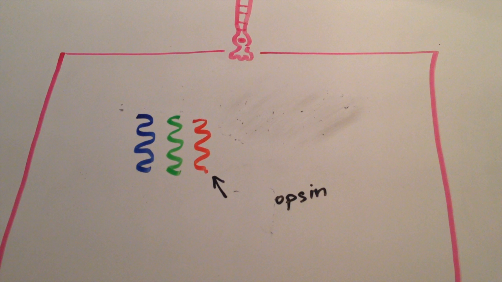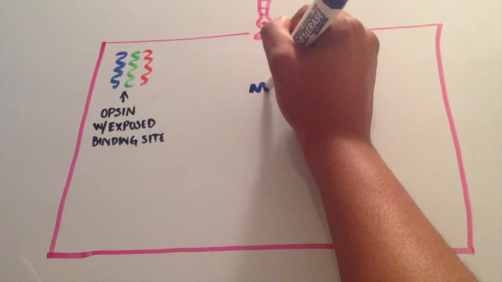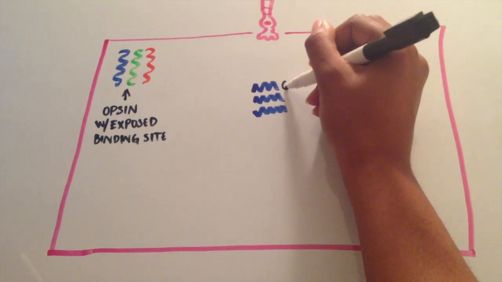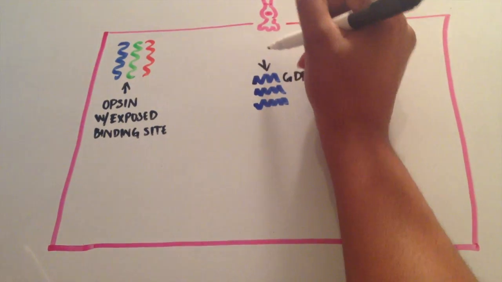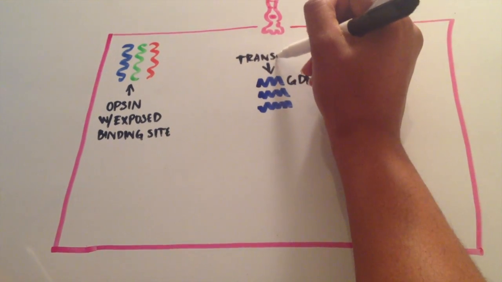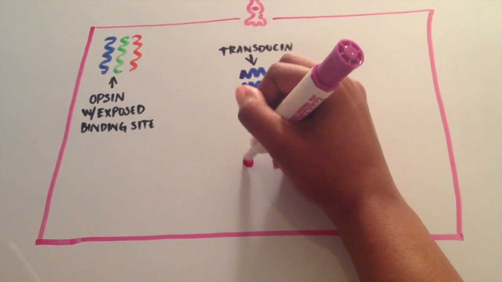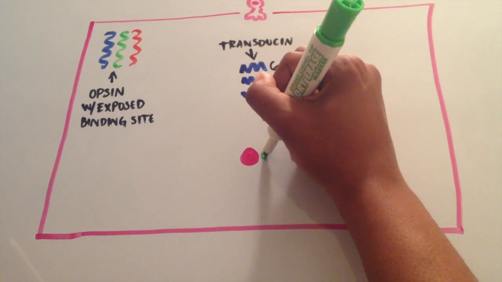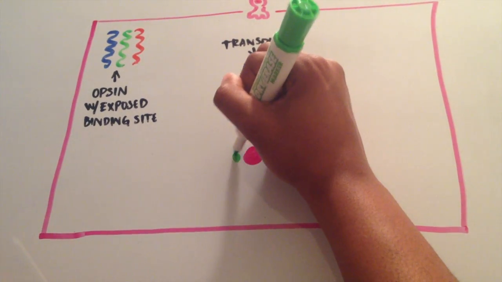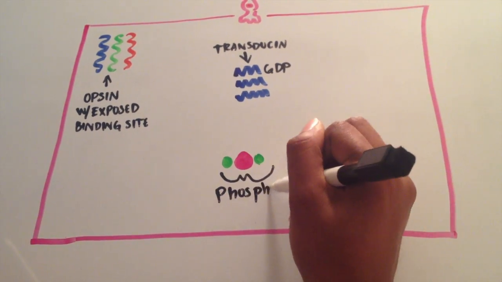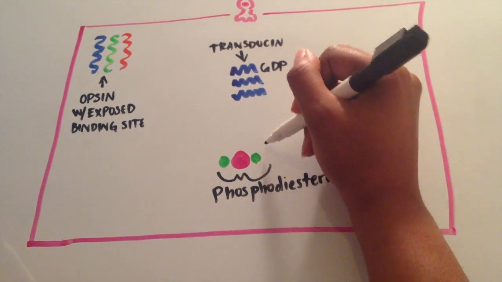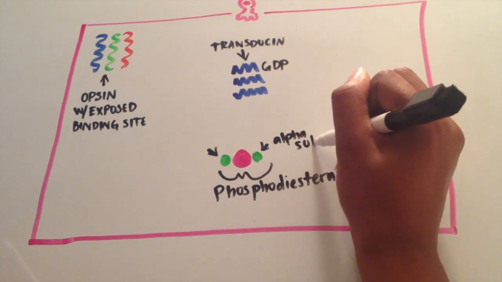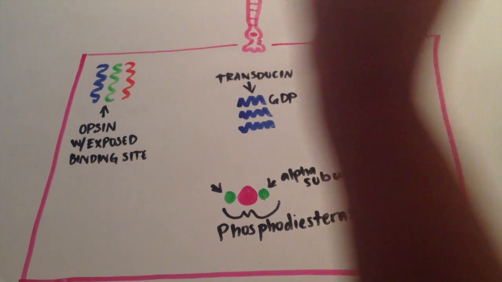Let's put this aside for a while and build transducin. Transducin is made up of 3 subunits, one of them being GDP, or guanosine diphosphate. There's also phosphodiesterase, or PDE, which converts cyclic GMP, cGMP, to simply GMP. But it cannot do that with the 2 alpha subunits attached to it. But we'll get to that later.